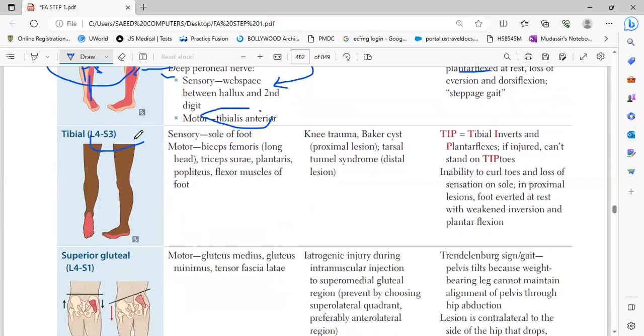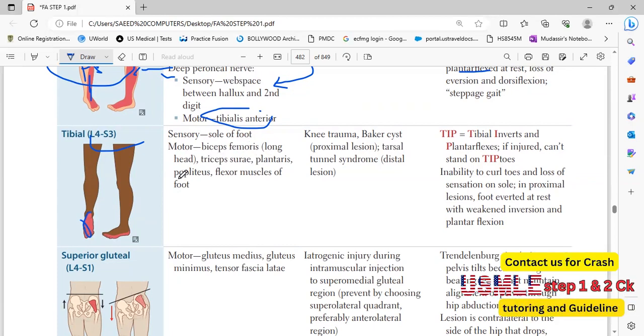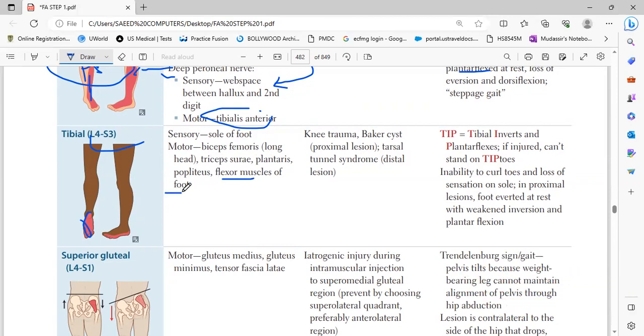Here it is sensory to the sole of the foot. Motor is for biceps femoris, triceps surae, plantaris, popliteus, and flexor muscles of the foot. The main muscle given here is tibialis posterior.